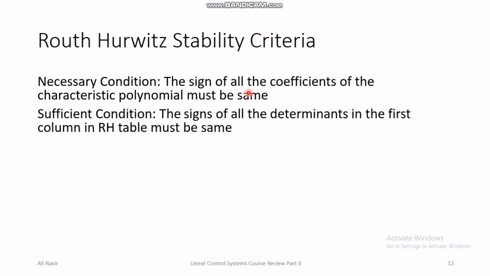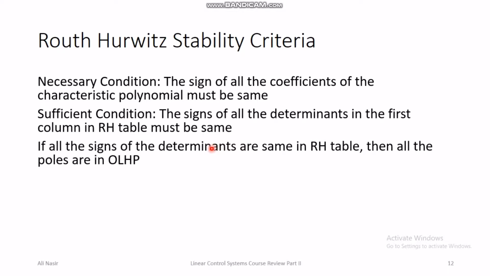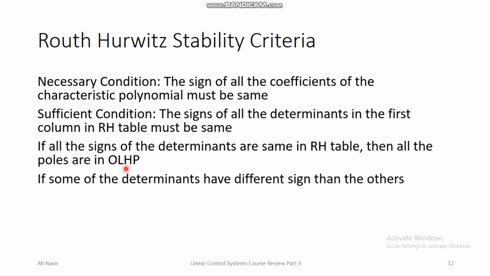Similarly, the sufficient condition is that the signs of all the determinants in the first column of the Routh-Hurwitz table must be the same. The determinants of the Routh table we have already seen in the course. We shall revise this today in this lecture as well. If the signs of the determinants are the same in the Routh table, then all the poles are in the open left half plane and the system is asymptotically stable.